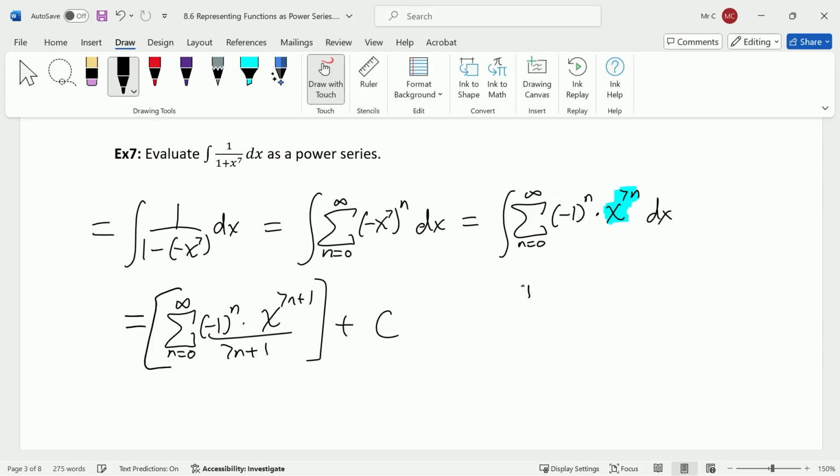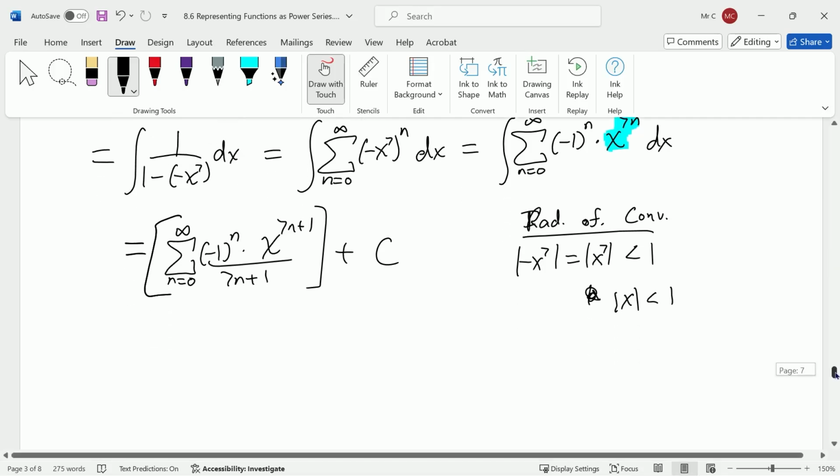Now I can, of course, check the interval of convergence, or at least the radius of convergence. We've got the absolute value of negative x to the 7th, that's the absolute value of x to the 7th is less than 1. But, of course, if I take the 7th root of 1, I still get 1. So I get that x is between 1 and negative 1, or the absolute value of x is less than 1, whichever way you want to put it. So what that means is I can only use this power series representation for x between negative 1 and 1, but that can still be very useful. So let's take a look.